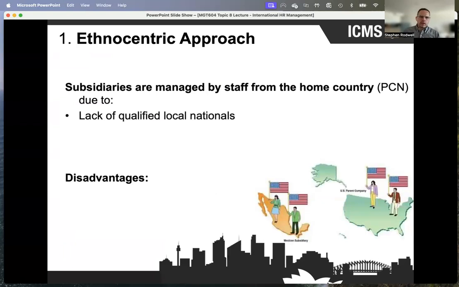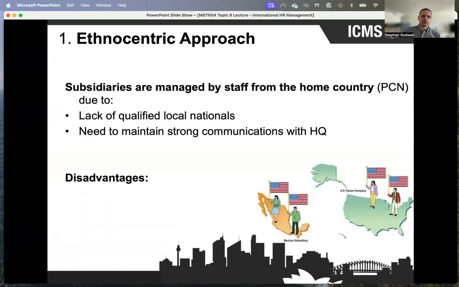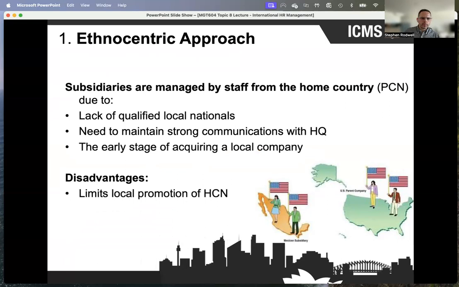So we've just been through these. Ethnocentric approach: subsidiaries are managed by staff from the home country. This can mean that there's a lack of qualified local nationals, a need to maintain strong communication with HQ, or the early stages of acquiring a local company. Some of the disadvantages here, though: it limits local promotion of host country nationals.